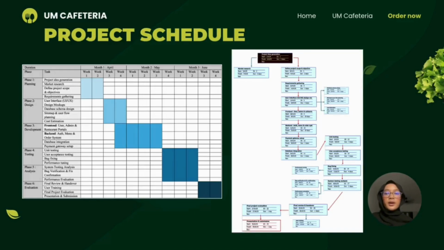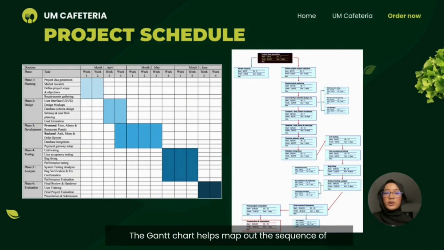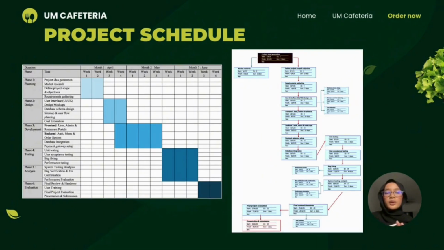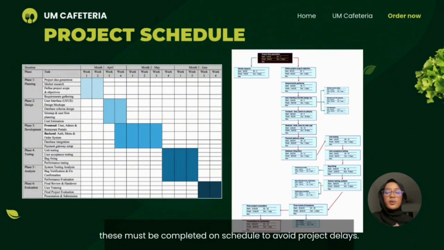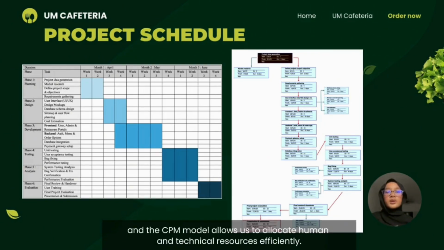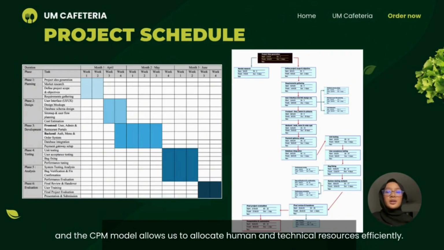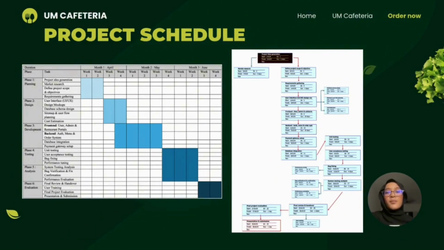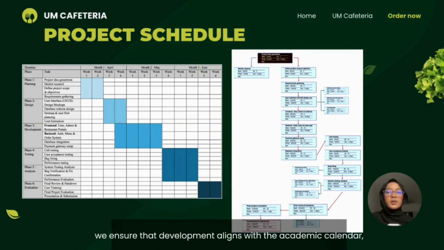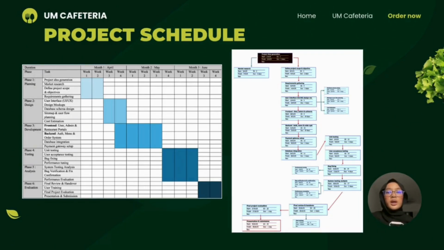For this slide, the Gantt chart helps map out the sequence of all tasks. Tasks highlighted in red represent the critical path, which must be completed on schedule to avoid project delays. Our project spans about 14 weeks, and the CPM model allows us to allocate human and technical resources efficiently. By managing this schedule precisely, we ensure that the development aligns with the academic calendar, especially given the cafeteria's operational timelines and testing requirements.